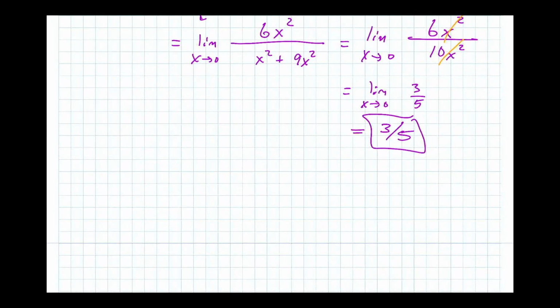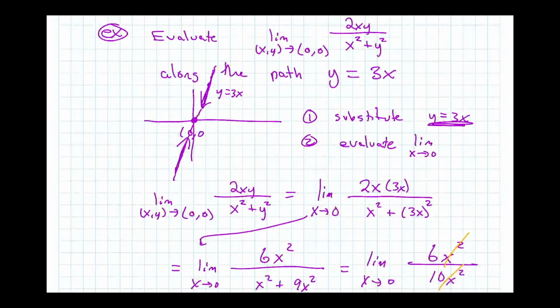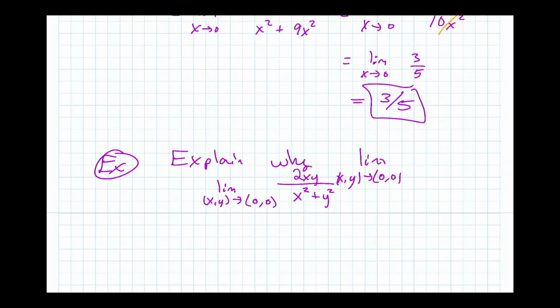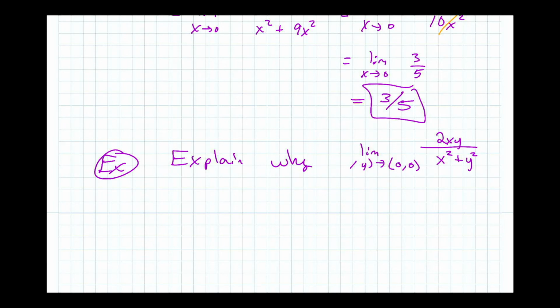So if I ask you this, I could say, explain why the limit as x, y approaches 0, 0 of, let me copy it. Could have just copied the whole thing actually. Okay, so explain why that limit doesn't exist.